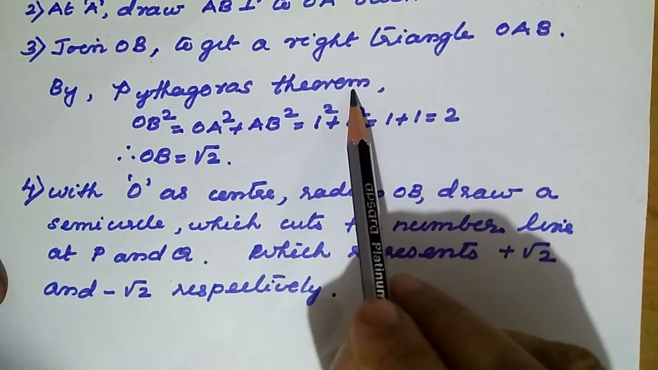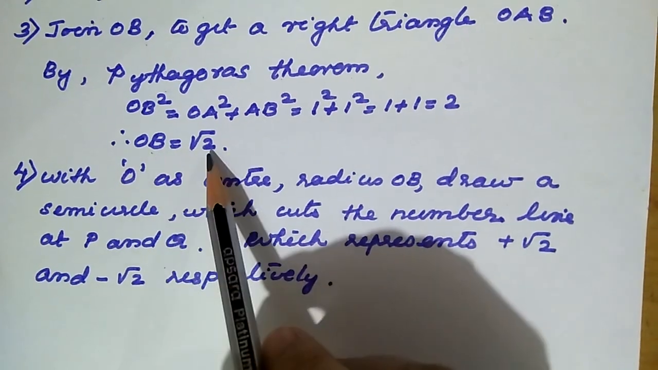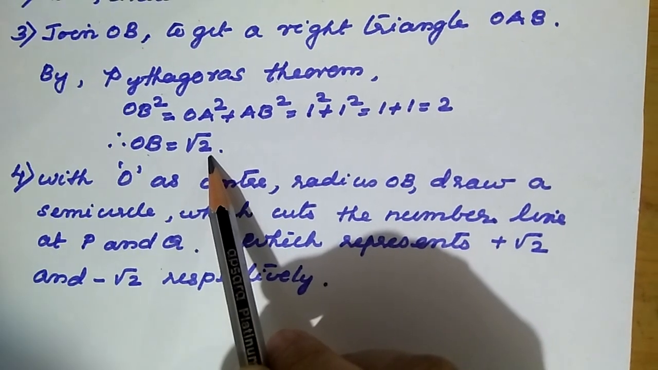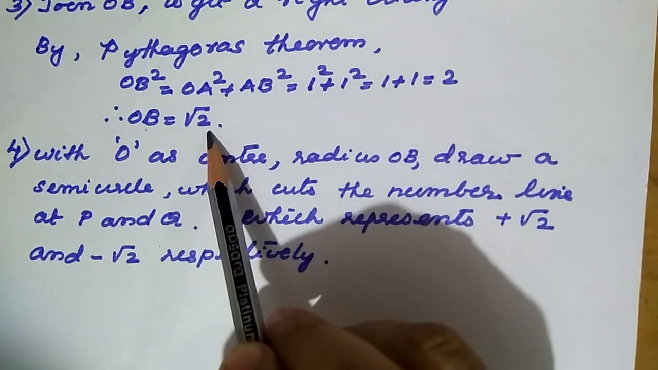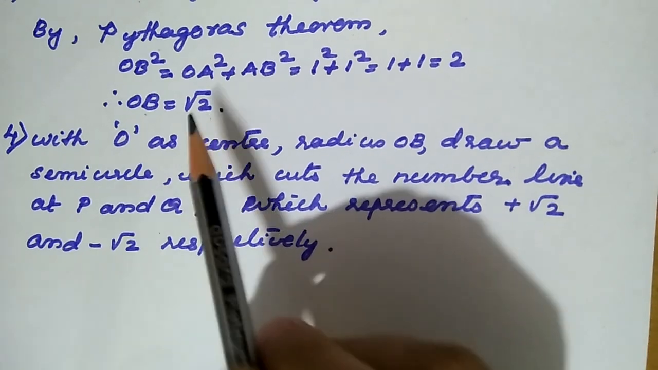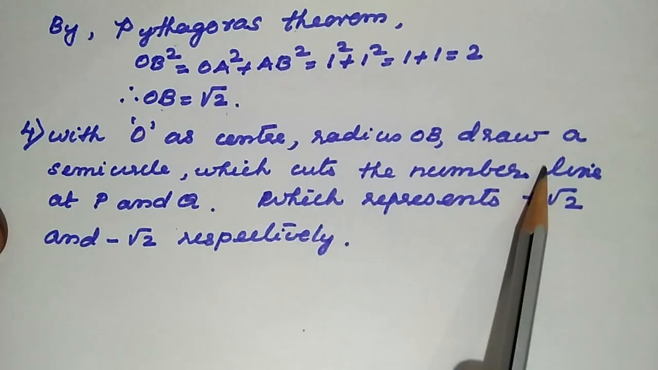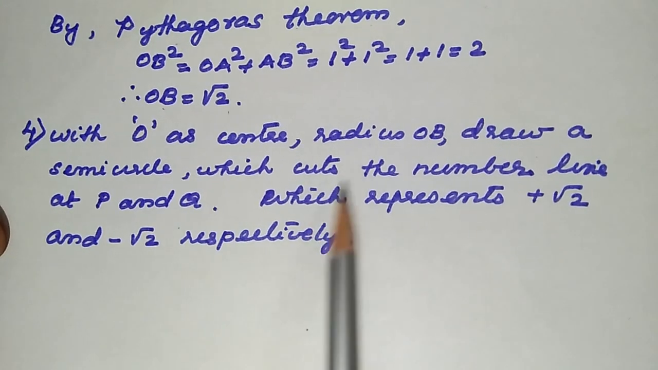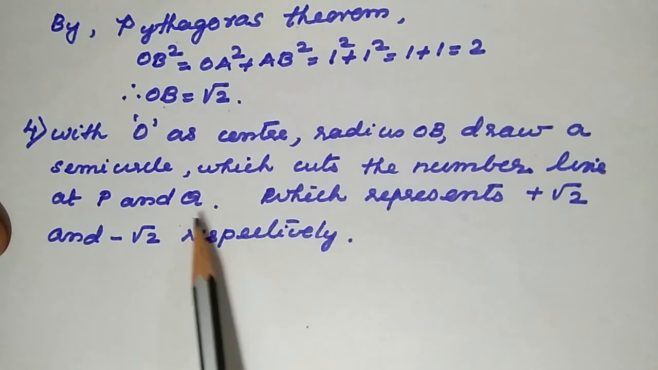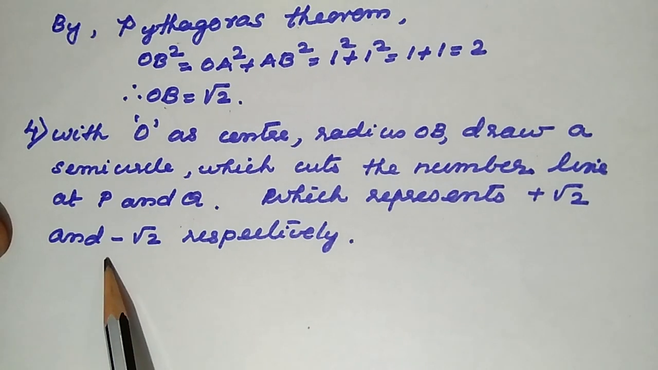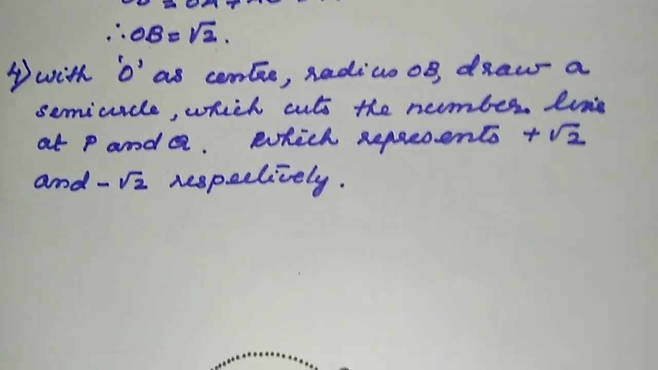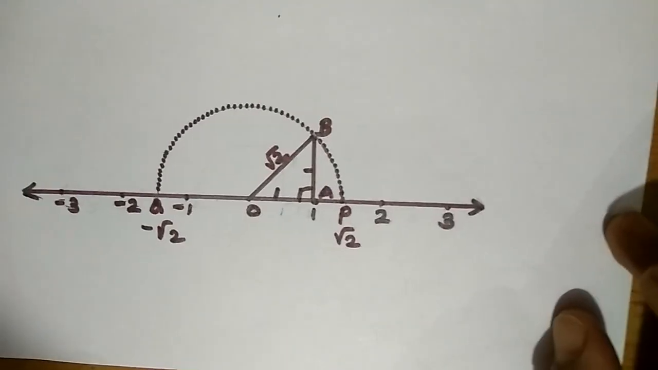Now by using the Pythagoras theorem, we have calculated the length of OB, which is equal to root 2. Now after getting root 2, we have to locate root 2 on the number line. Therefore what we have done: with O as center and radius OB, draw a semicircle which cuts the number line at P and Q, which represent root 2 and minus root 2 respectively. Now the final diagram will be like this.